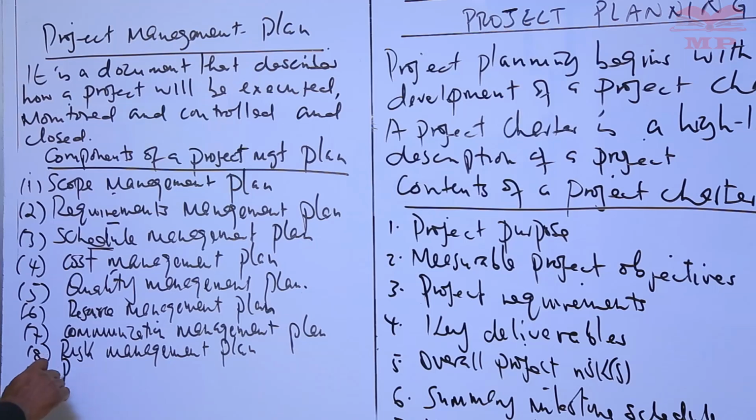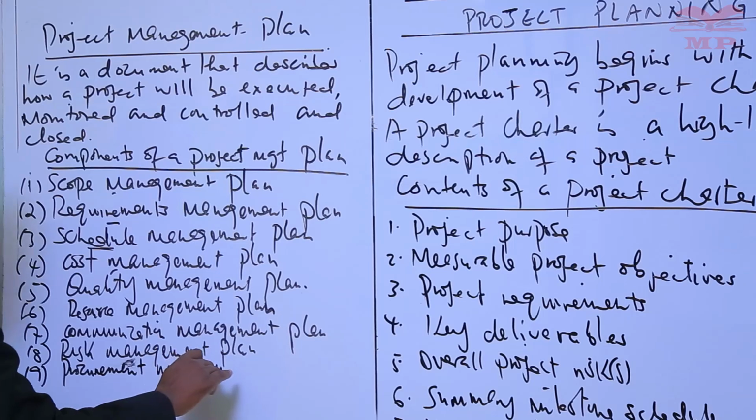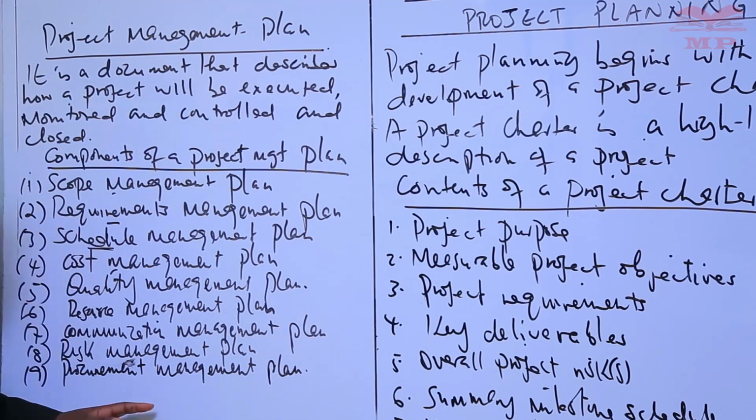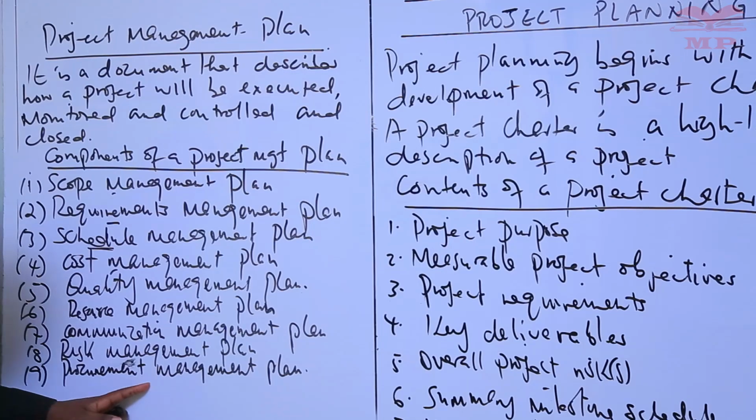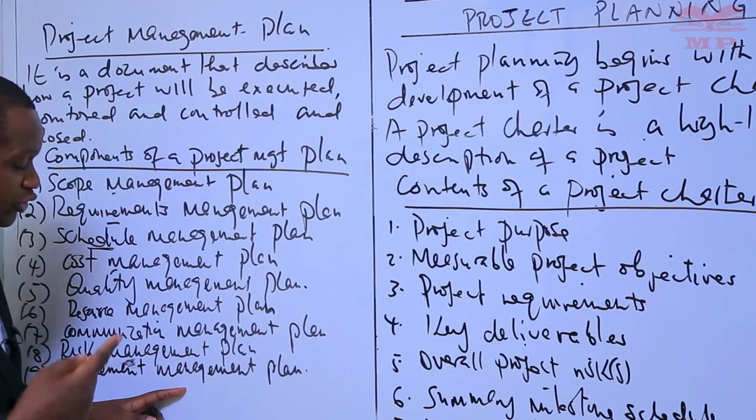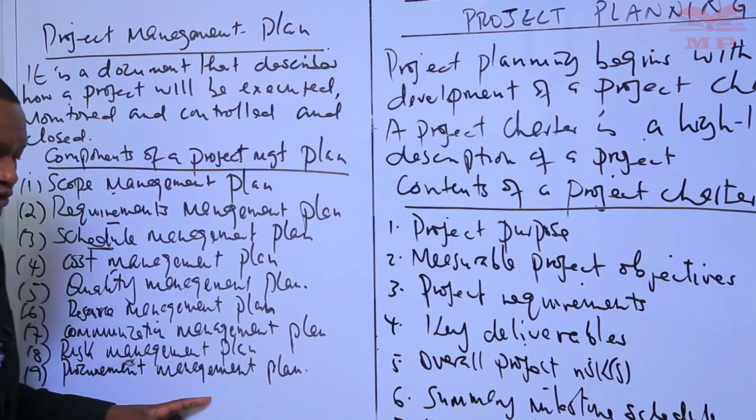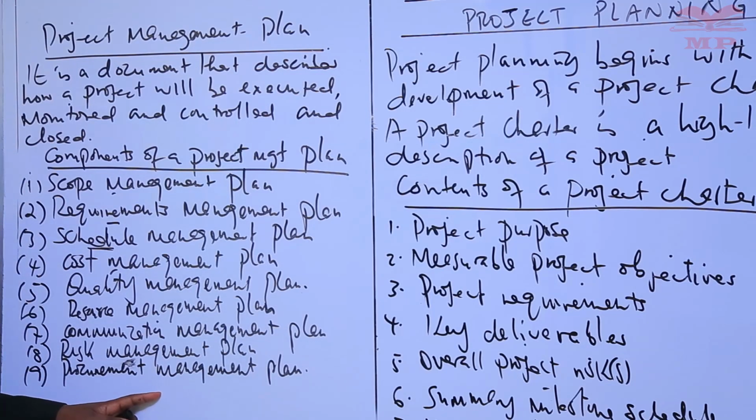Number nine, procurement management plan. Procurement management plan establishes how the project team will acquire goods, how the project team will acquire services from the outside in order to perform project activities. How will the materials needed in the project be procured? How will the services that will be needed in implementing the project be procured? So there has to be a plan on procurement of materials, procurement of goods, procurement of services, and so on.